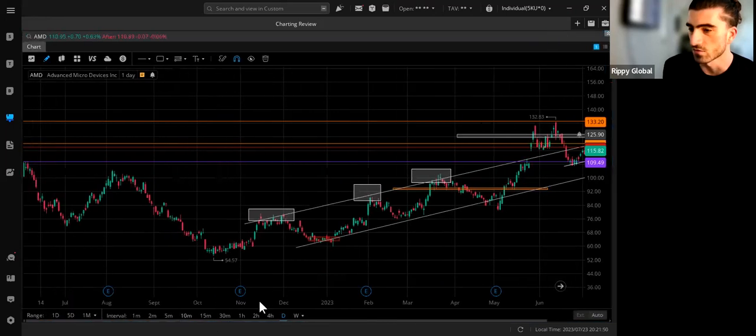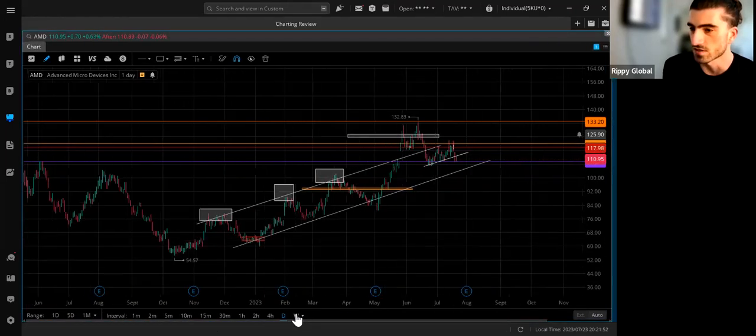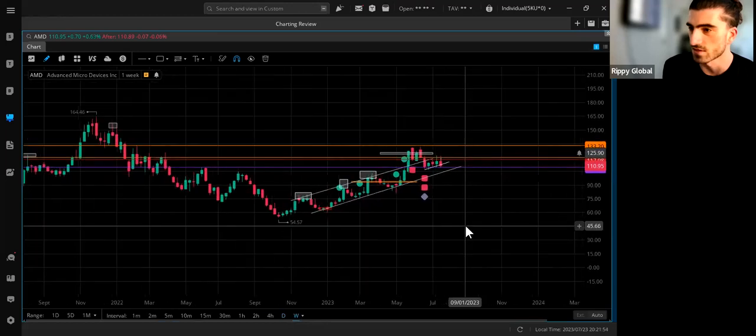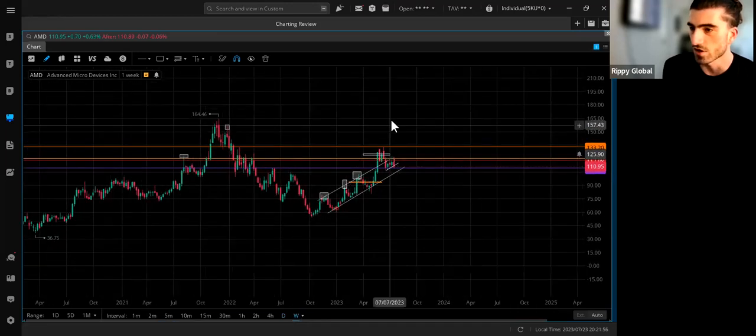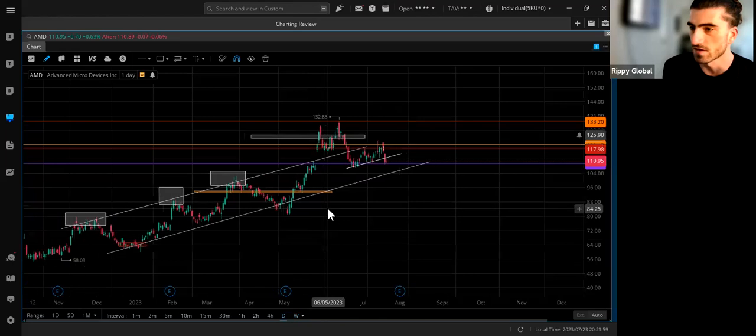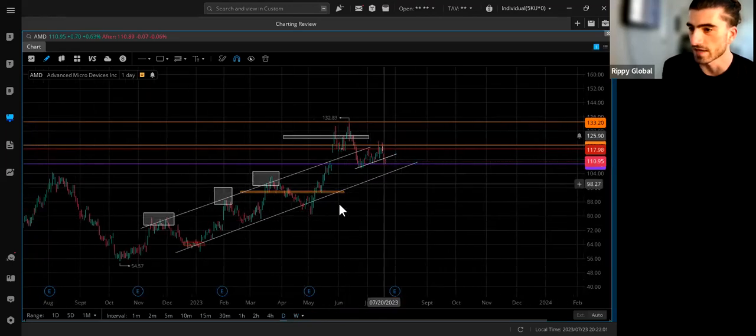Moving over to AMD now. I'm going to start on the weekly just to see real quick exactly where it's sitting. So we're still trying to break up to all-time highs. Going down to the daily now. We haven't filled that gap down to this trend line I have, for me personally.